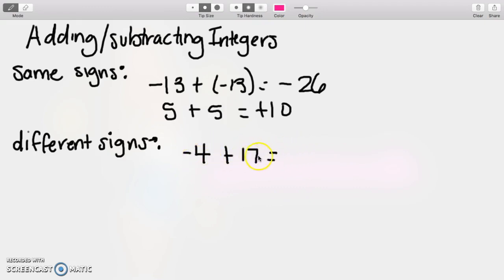So when I subtract, I'm going to take the sign of the number with the greatest absolute value. 17 is the number with the greatest absolute value. Remember I told you that absolute value is always positive. So your answer will be positive based on the larger number. You're going to subtract as normal, which will give you 13.